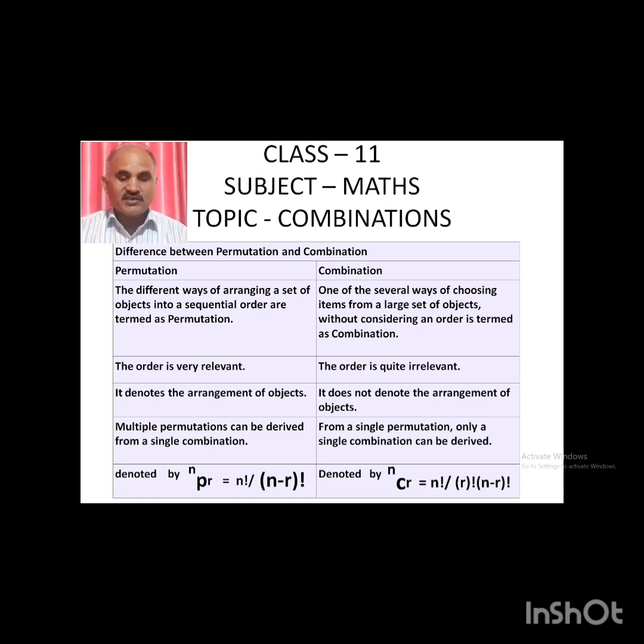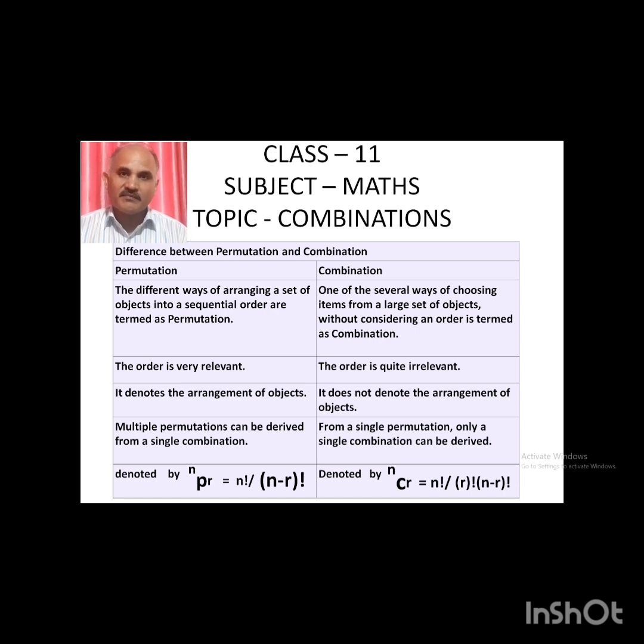Permutation denotes the arrangement of objects, whereas combination is a kind of selection. It does not denote the arrangement of objects. In case of combination, multiple permutations can be derived from a single combination, whereas from a single permutation only a single combination can be derived.